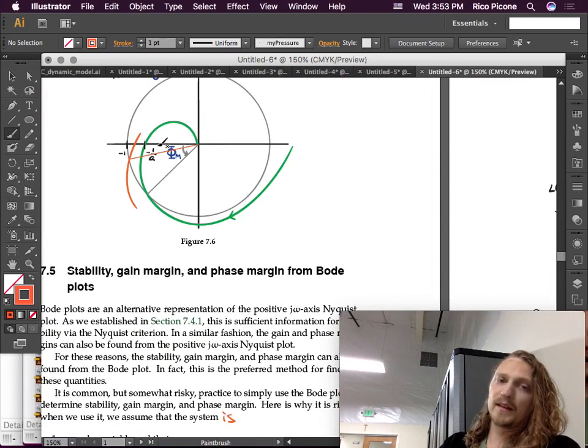Remember that the gain margin is defined as the logarithm of A, right? Was it 10 log A or 20? I can't remember. But it depends on this intercept, right? And that intercept occurs at negative 180 degrees.